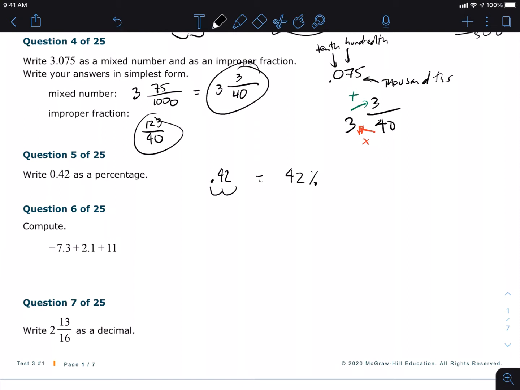Okay? The mathematical way to do it, so you know percentages, would be to go 0.42 times 100, and that's going to give you your percent. That would give me the 42. We okay with that?